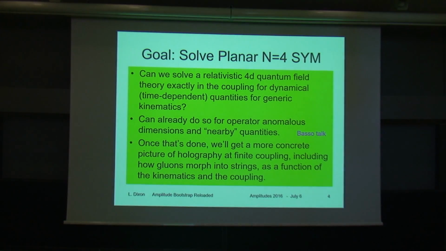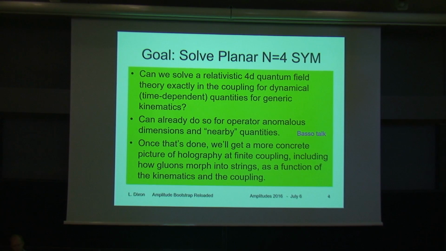And in fact, what seems within sight is solving planar N=4 super-Yang-Mills. In some sense, this has already been done at finite coupling for operator anomalous dimensions and nearby quantities. And Benjamin reviewed some of that in his talk. And the question is, can we extend these ideas and try to solve for the scattering amplitudes in this theory for arbitrary kinematical configurations? If we can do that, then we can really play around with the kinematics as well as the coupling and try to get a more concrete picture of holography at finite coupling.